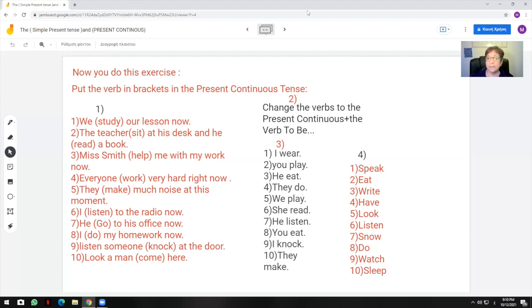And ladies and gentlemen, this is all our lesson for today about the present continuous. I hope you understood the lesson. I hope you do the exercise and go back to the previous lesson with the simple present to see the difference and do the exercises so that you learn how to use the present continuous.